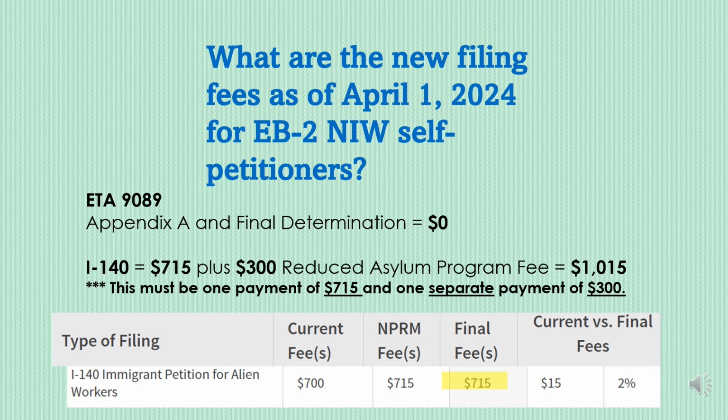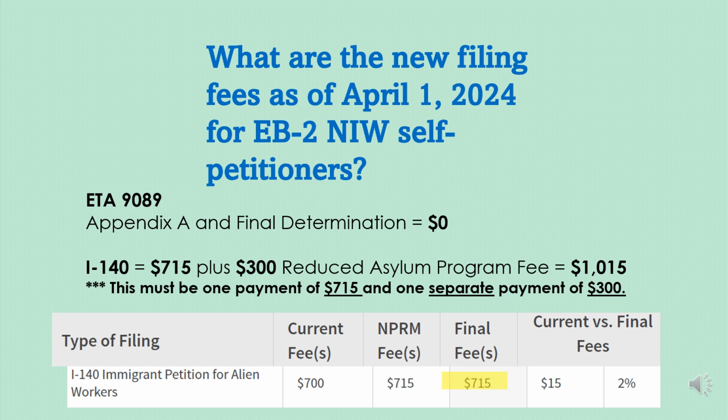The total for the I-140 now is $1,015, but that needs to be made in two separate payments. So if you're writing a check, it's two separate checks, one for $715, which, as you can see here, is the filing fee for the I-140.